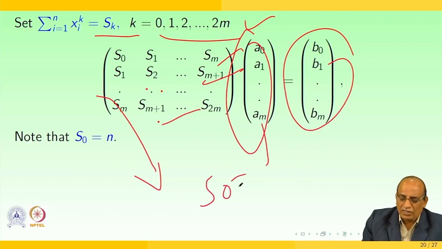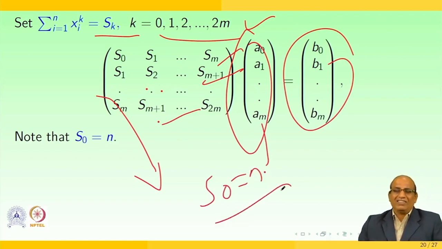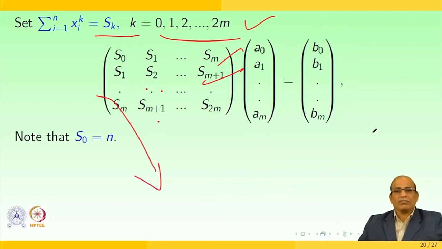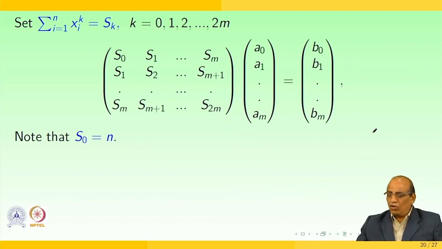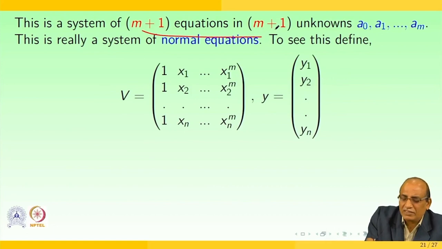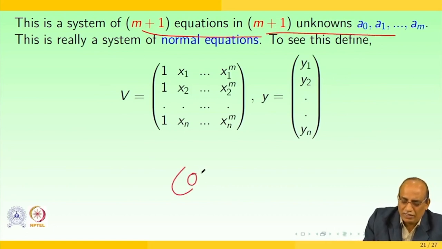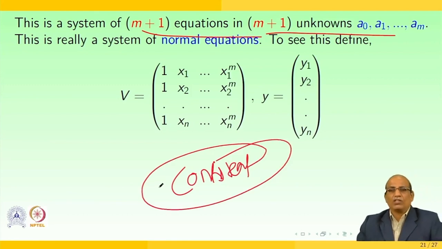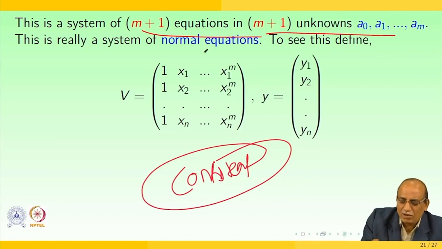So, now let us show that Sn is equal to n. Let us see what would happen if you take Sn is equal to n. We could write it as a system of n plus 1 equations, m plus 1 unknowns. Therefore, it is consistent, so that means it will have a solution. This is really a system of normal equations.